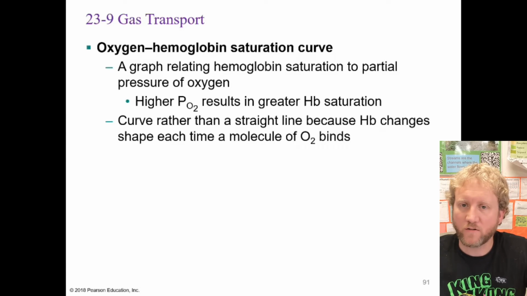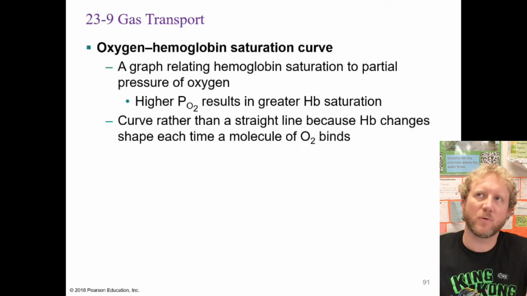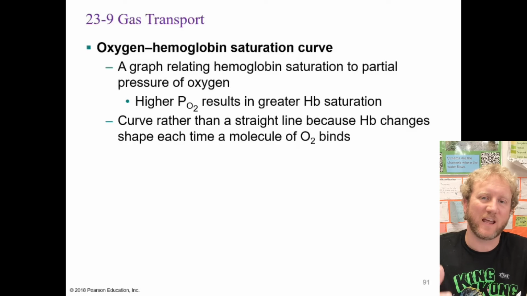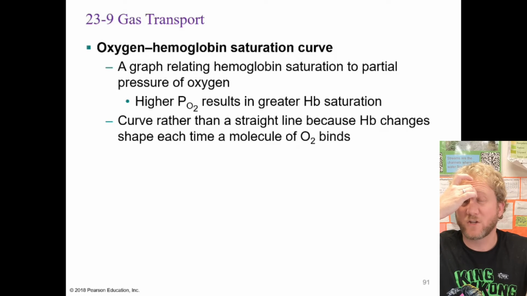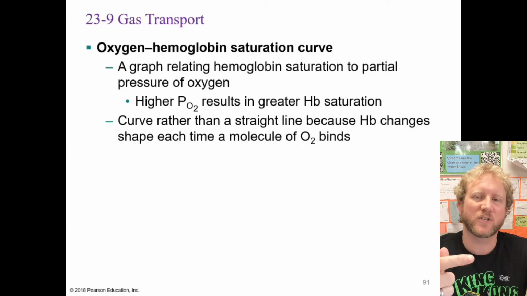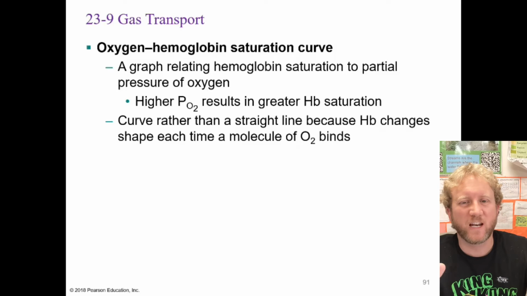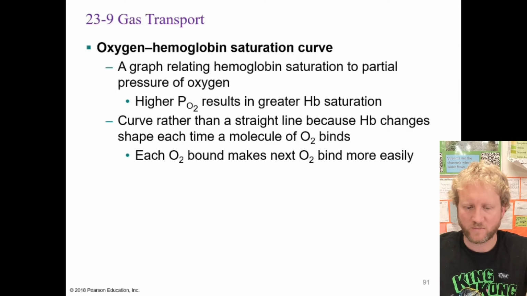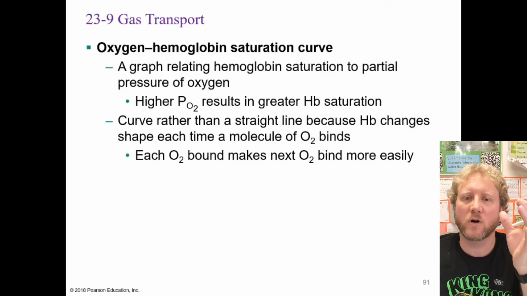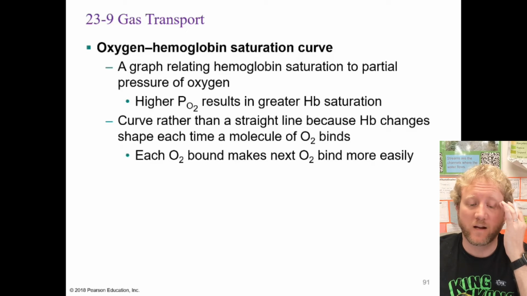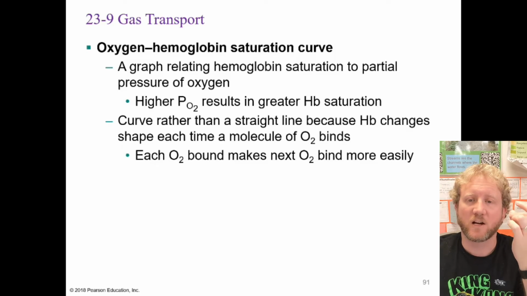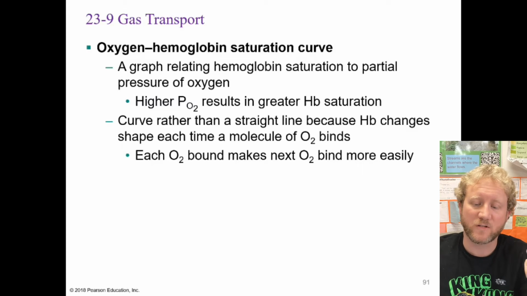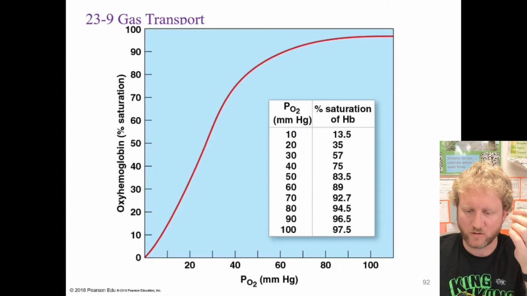Now it's a curve instead of a straight line, and I'll show you what that looks like here in just a second, because hemoglobin molecules change their shape every time an oxygen molecule binds to it. So there actually is a certain point where you continue to increase the partial pressure at the same rate. That doesn't really do anything for the oxygen saturation. And I'll show you what I'm talking about here in just a second. And so that helps at lower partial pressures. That allows you to bind oxygen more easily, but it also allows the next oxygen molecule to bind more easily.